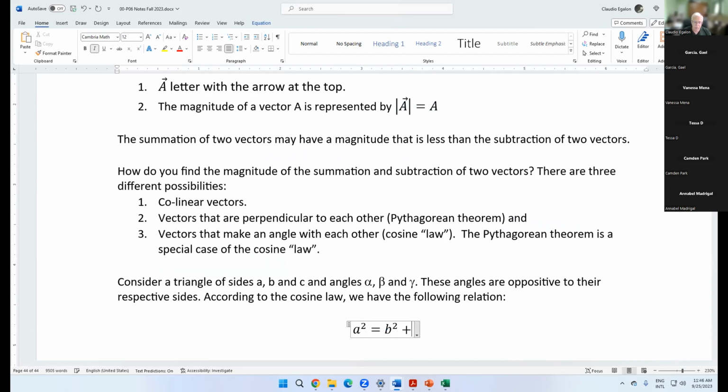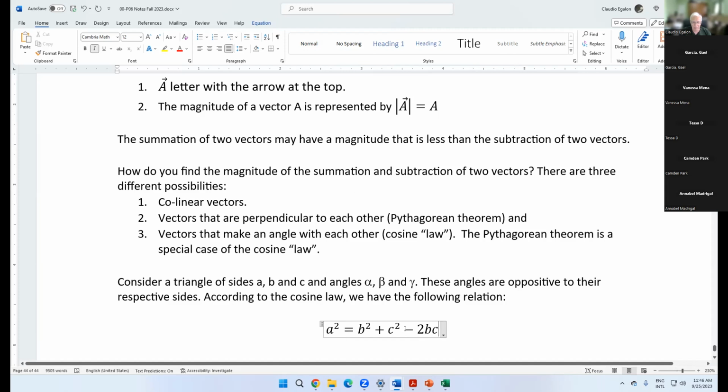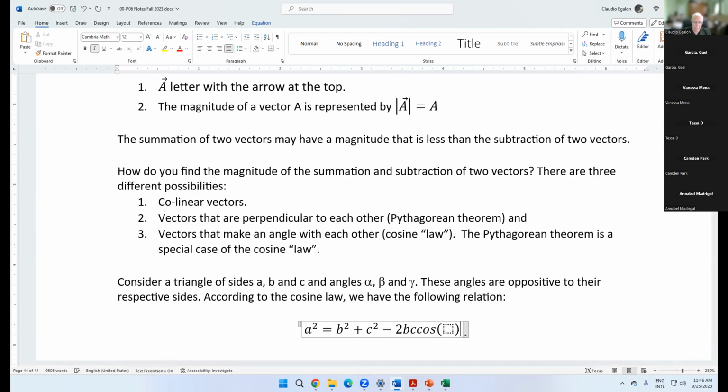This is the Pythagorean theorem part, okay? But then we have another term. It's going to be 2bc. We must have a negative sign here, right? And what? Cosine of alpha. Like that. Okay?